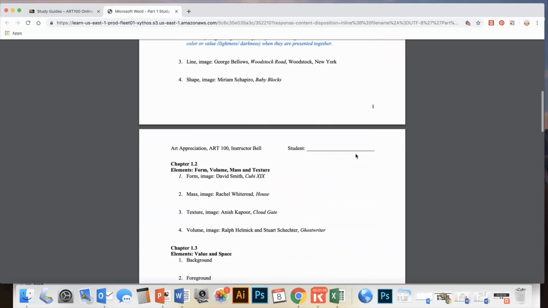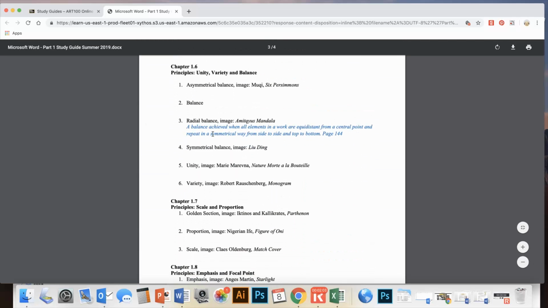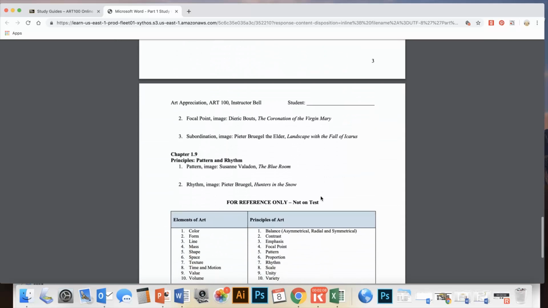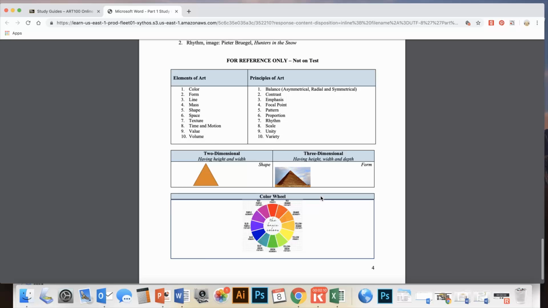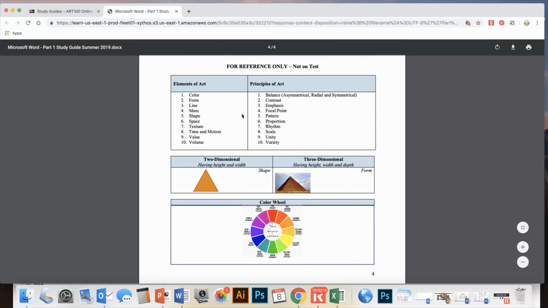Let me think if there's anything else for this one. Some of the vocabulary I gave to you because they were not in the glossary, but the images are. And this is just, like it says, not on your test, but just a reference.